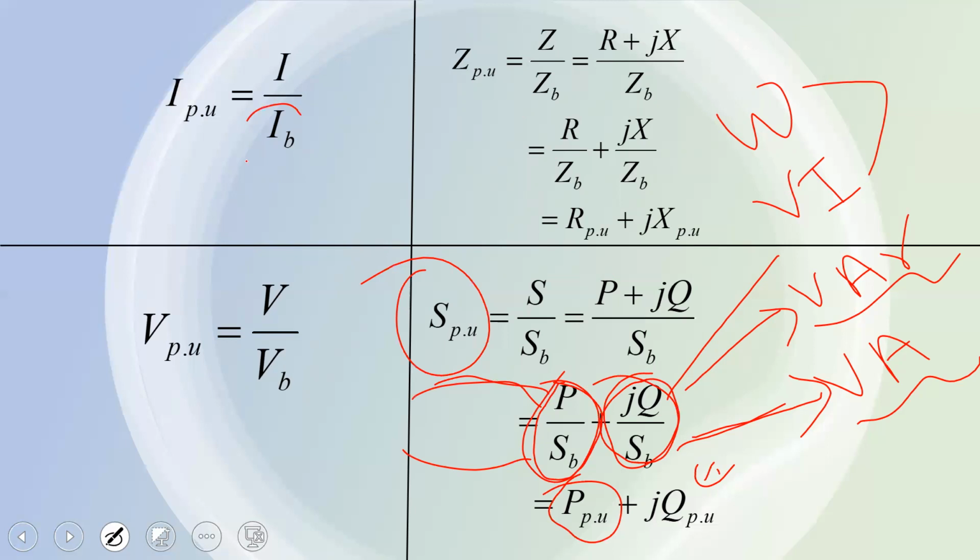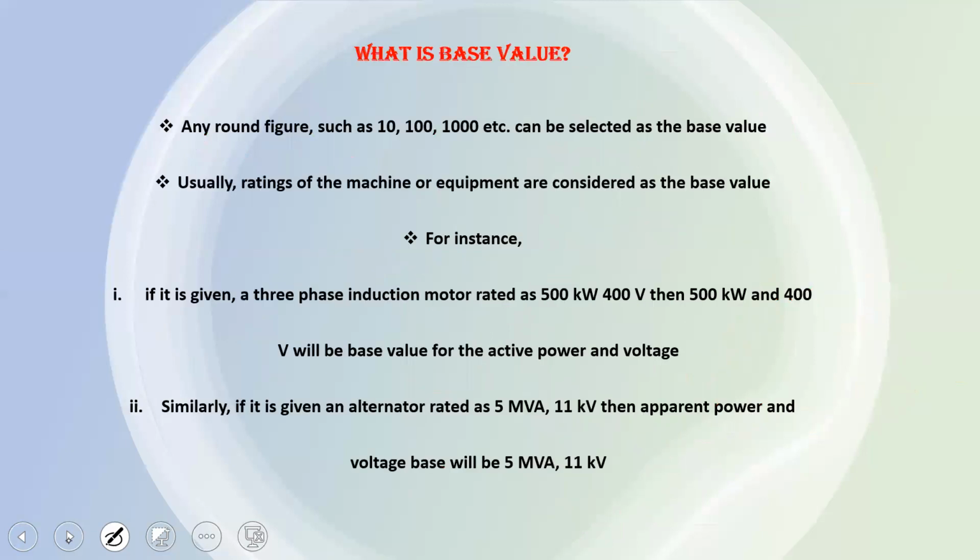The main question is, how will you select the base value? Because without a base value, you cannot determine the per unit value of any quantity. So it is important to understand how you will select the base value for any physical quantity. So what is base value? First point, any round figure such as 10, 100, 1000, etc. can be selected as the base value.